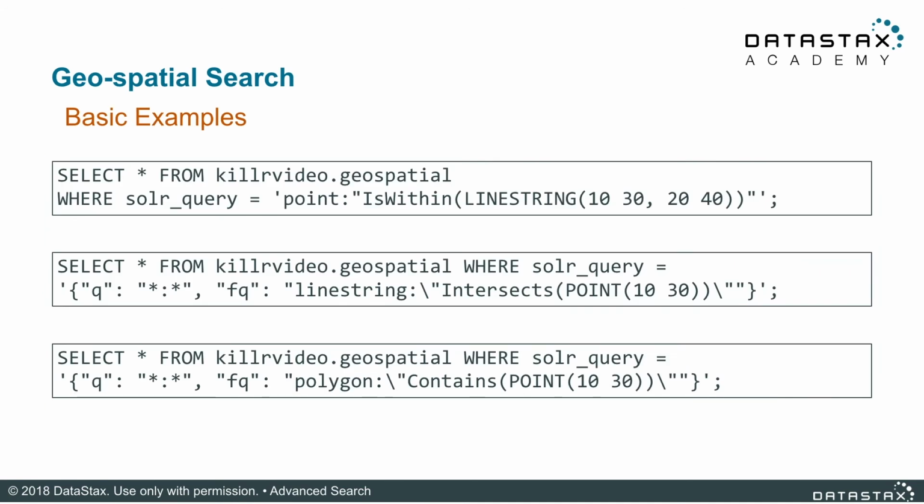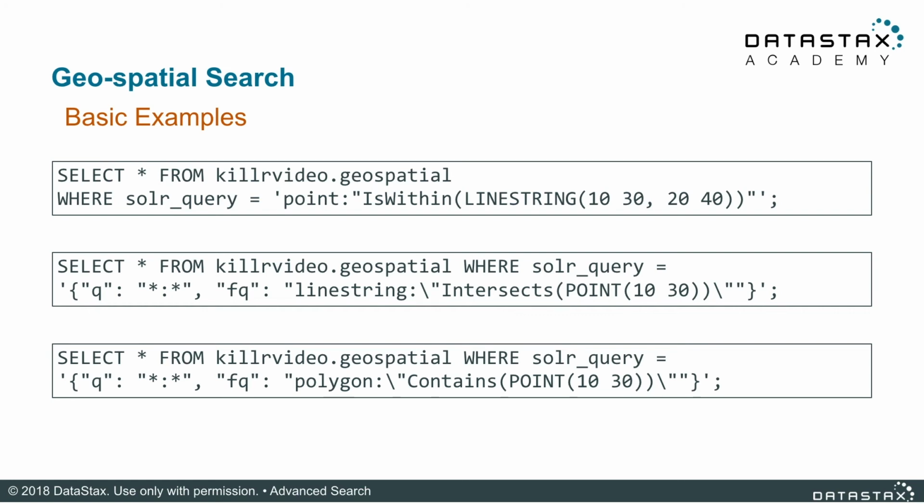Here are some basic examples using the predicates that we've described. The first example uses is within to find all rows or documents whose value in the point column is within a line that we describe here starting from the point 1030 to 2040. The second example shows a query that searches for anything, but filters to include only the rows or documents whose line string value intersects a certain point with the coordinates 1030.